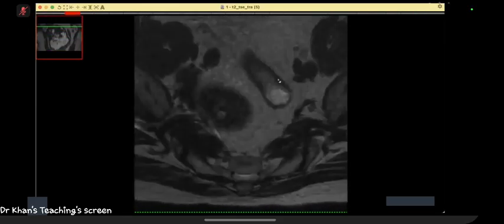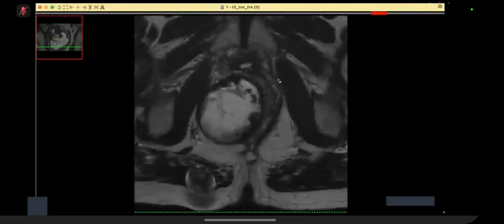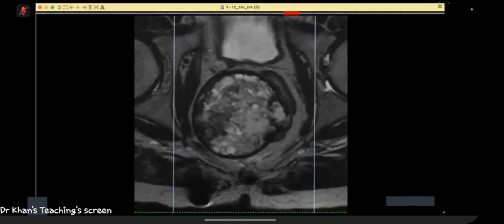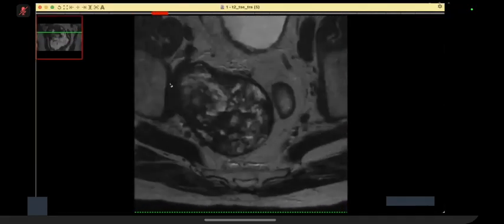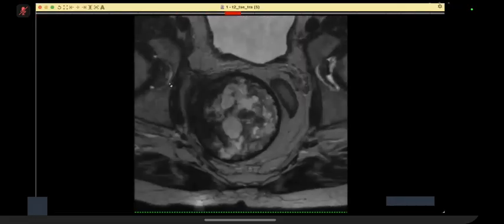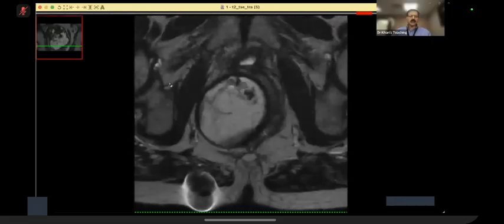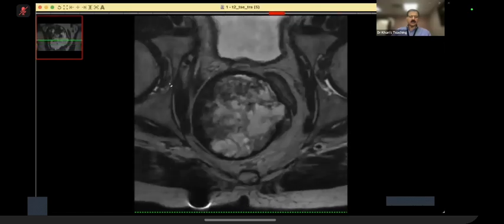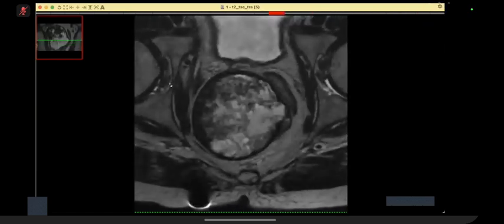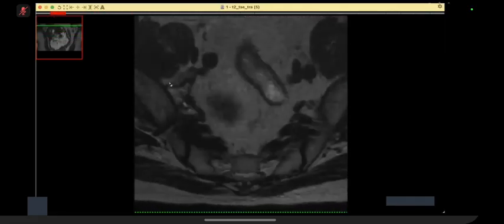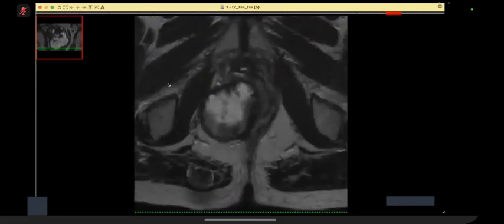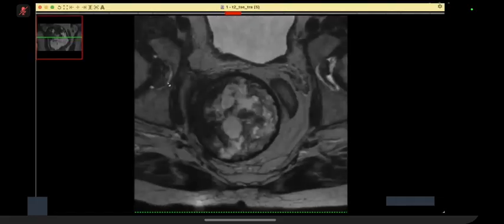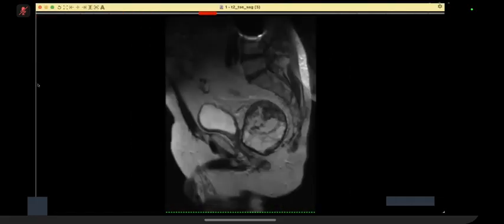In my routine practice, I'll check the lesion on the T1 fat set to know the content, if there is blood or fat signal inside this lesion. So the signal inside was low signal on T1. If it's low signal on T1, this is excluding blood and excluding fat content. So this lesion may be an enteric cyst because it's a benign looking lesion.